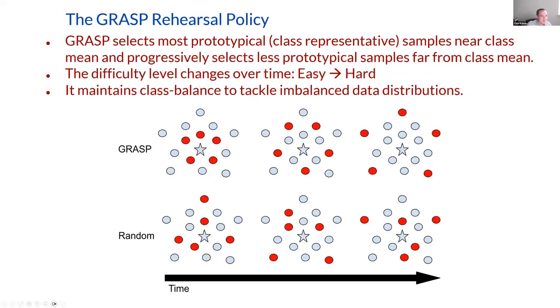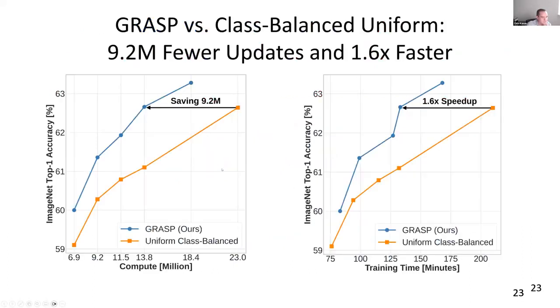So we have a method called GRASP, and the idea is basically pick the easy stuff first and then pick harder things and then harder still. So that's basically the idea. Go from easy to hard. During learning, you start with easy and then you progressively get harder, kind of like a curriculum. This is compared to random sampling.